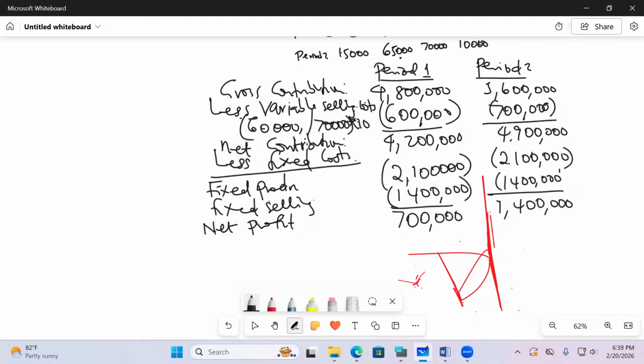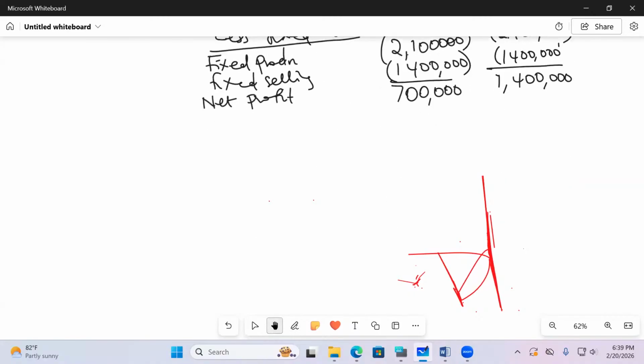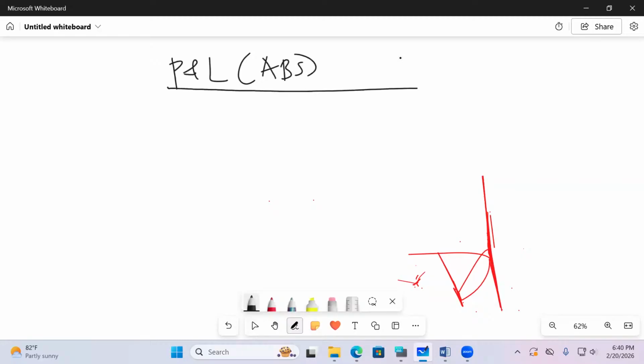Great. So we go straight away to the P&L. This time round, we're using absorption. So even if you understand nothing, you come and write a big title there. Say profit and loss, and then in capital letters, absorption. You don't have to write in full. That way the examiner will still understand.